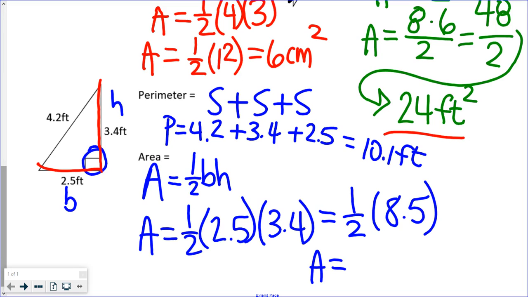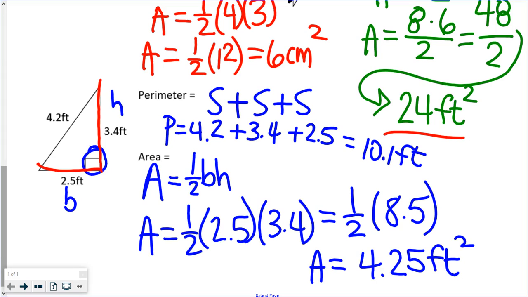So if I do 1/2 times 8.5, plug it into your calculator, 0.5 times 8.5, or you can do 8.5 divided by 2, either way, you're going to arrive at the answer of 4.25 feet squared. So the area of that triangle is 4.25 feet squared. Perimeter is 10.1 feet to get all the way around it.